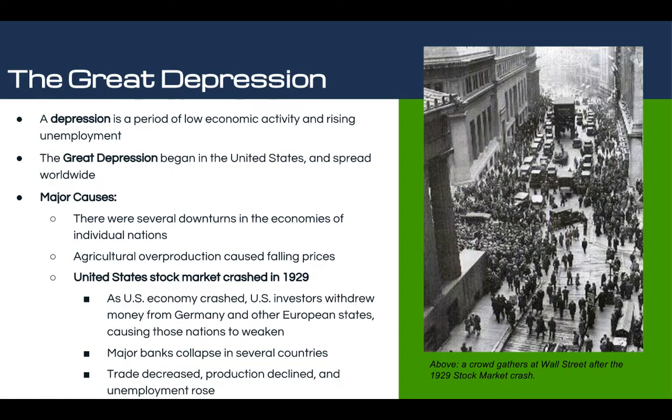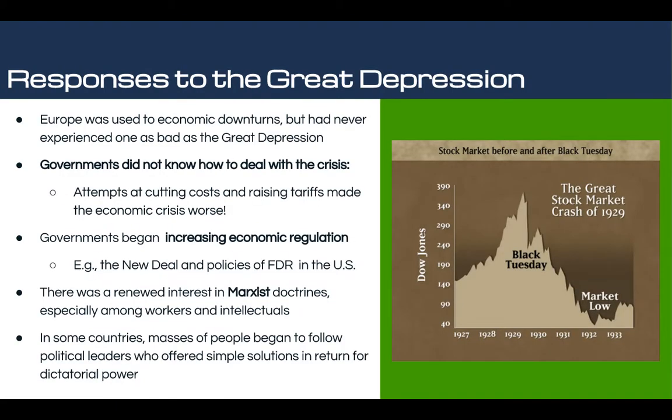And as a result of this, we see all these nations trying to take measures to fix the problem. And so trade decreases between nations as they try to, instead of importing goods from other countries, make them at home. Production is going to decline because people don't have the money to buy these goods, and unemployment is going to rise. All of these things combined really make the Great Depression the worst depression in history, or in our recent history.